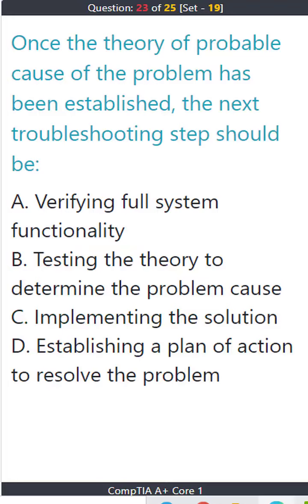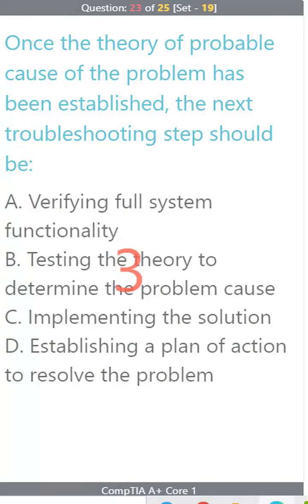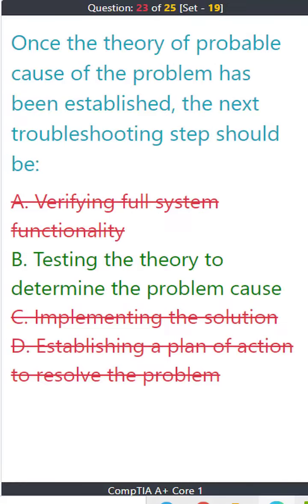Question 23. Once the theory of probable cause of the problem has been established, the next troubleshooting step should be A. Verifying full system functionality. B. Testing the theory to determine the problem cause. C. Implementing the solution. D. Establishing a plan of action to resolve the problem. The correct answer is B. Testing the theory to determine the problem cause.